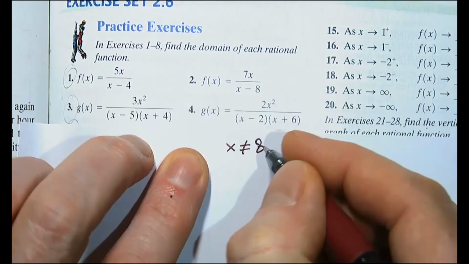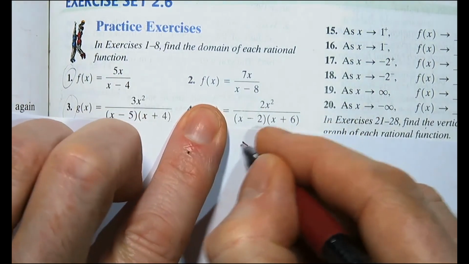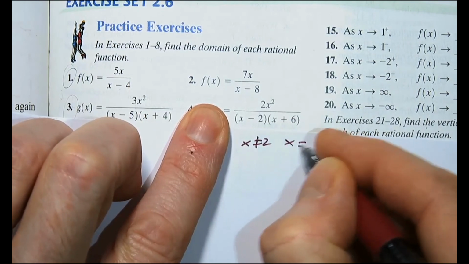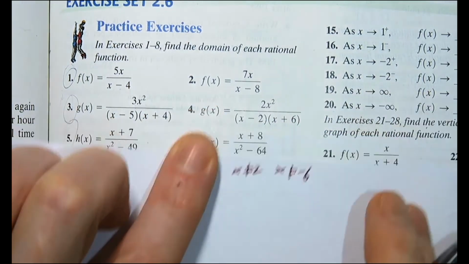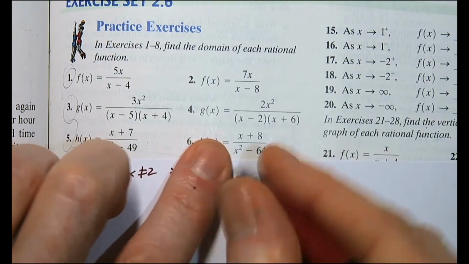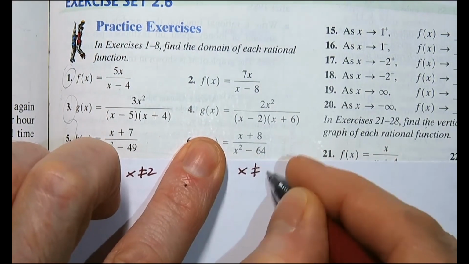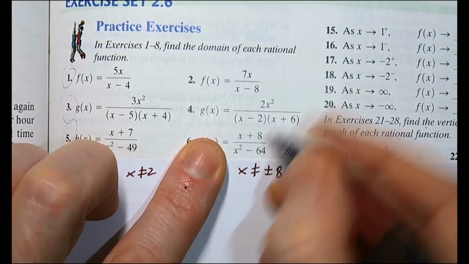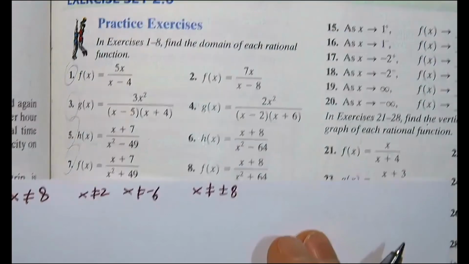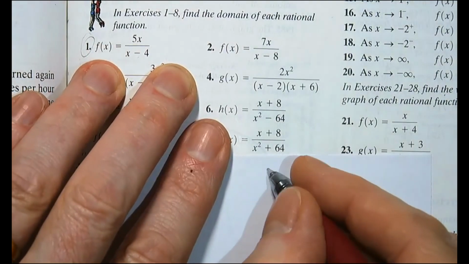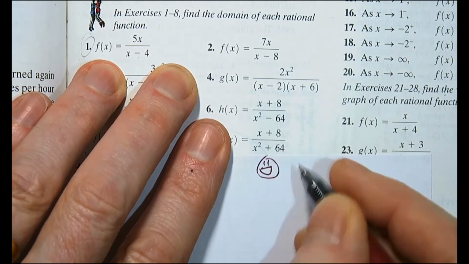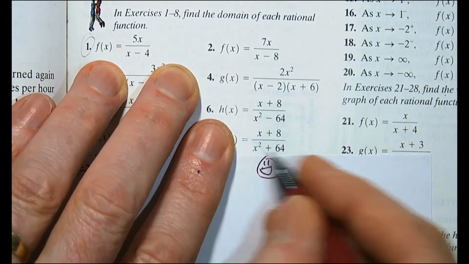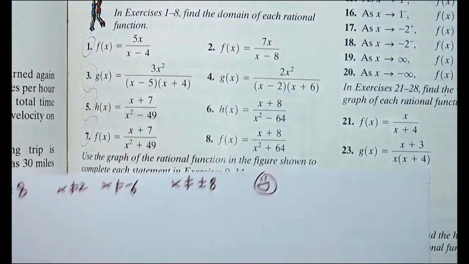x can't be 8. Next one, x can't be 2, x can't be -6. These would be vertical asymptotes. Next one, x can't be plus or minus 8. Just look for the banned domain restrictions. Next one, x can't be, wait a minute, there's no problem here. There's no problem. I'll let you think about it.